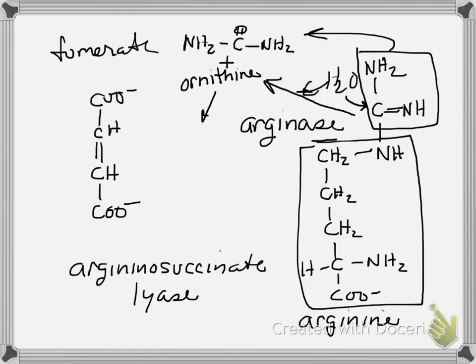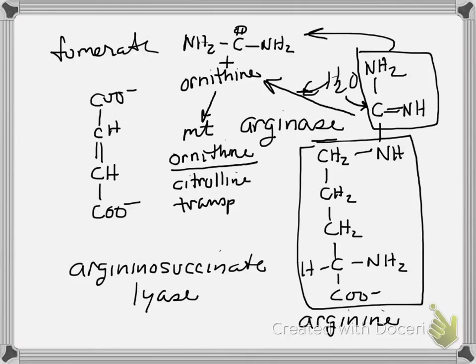The ornithine at this point will re-enter the mitochondria by the ornithine citrulline transporter. And by doing this, now we've restored the ornithine back into the mitochondria in order to continue the urea cycle by picking up more carbamoyl phosphate. Okay, so the ornithine is restored for our cycle so that the continued scavenging of free ammonia is good.